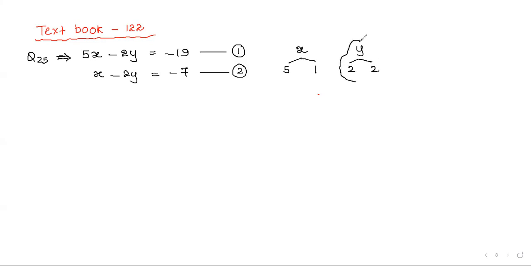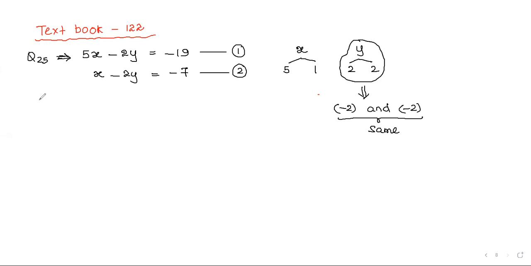Then you can easily decide to eliminate y. Then I look at the sign of the coefficient. Here I can see it is negative 2 and negative 2. When I look at the sign, they are the same, right? Both of them have the same sign, the negative 2 and negative 2. When I can see the same sign of the coefficient of the eliminating variable, I decide to subtract the equations.